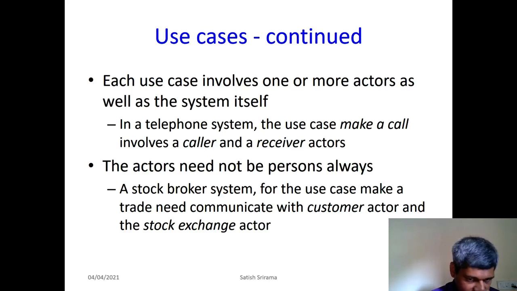As I already mentioned, the actors need not be persons always. Until now, the examples which I have given are similar, where actors are approximately persons. But of course, I have also talked about the travel agent system where the customer, agent, and then the airline is also an actor there. So that might already have given you an example.